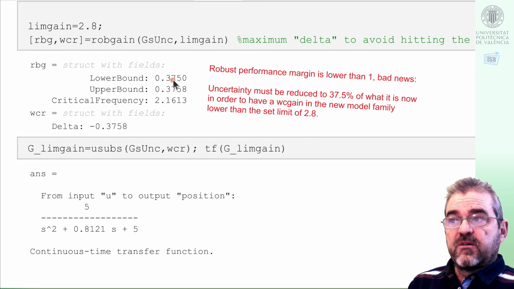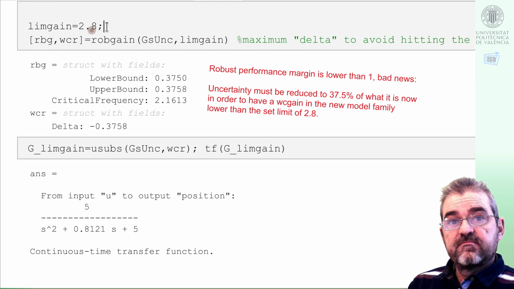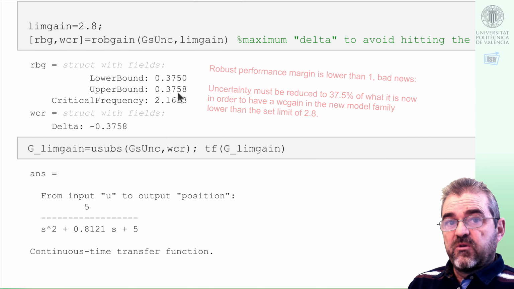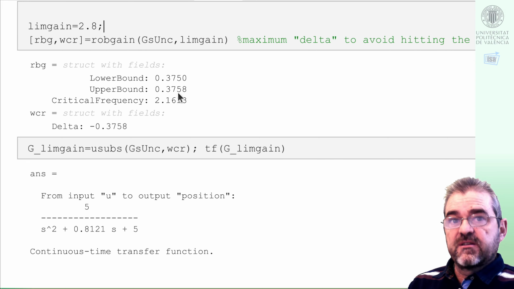So as this number is less than 1, we don't have, let's say, robust performance. We cannot guarantee that the gain is below a given limit. But this tells me how much I should shrink the uncertainty ball to keep below that limit. In here we have put 2.8, but in most robust control problems, once things are normalized, this gain limit is 1 in most cases. But okay, we are not dealing with that at this moment.